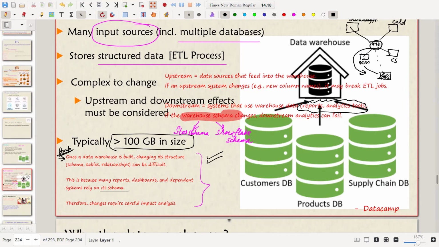So these are some of the notations why changing the schema can create trouble. So whichever schema is being used from the start should be used. Therefore, changes require careful impact analysis. Changes require careful analysis. You may ignore the word impact, but changes require careful analysis. So therefore, in a data warehouse, the minimal change you do, the better it is.